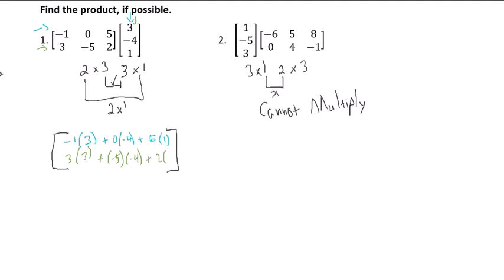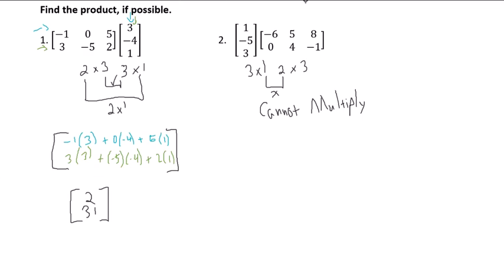plus 2 times 1. So if you look inside those parentheses, we have the 3s, the negative 4s, and the 1s because we're multiplying by the same column. And then we need to simplify that. So it will be a 2 by 1 matrix. Negative 3, 0. I'm always happy to see a 0. So negative 3 and 5 give us 2. 9 and 20 be 29. And 2 give us 31. And there is our product.